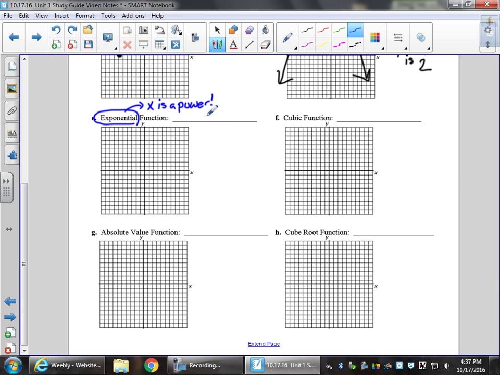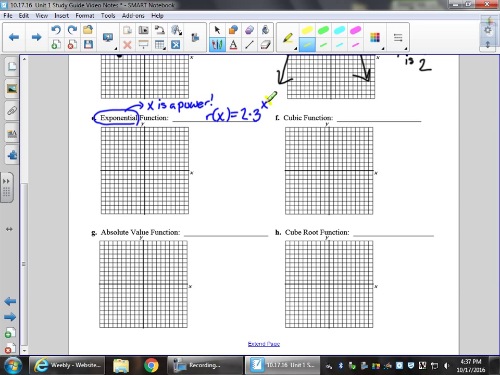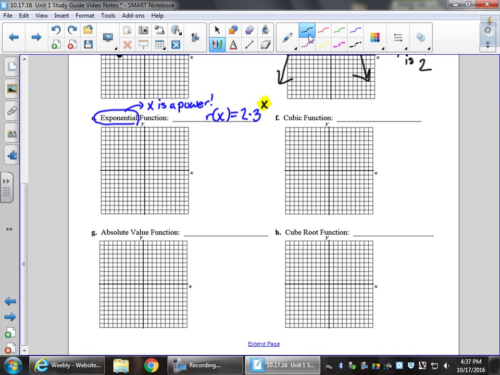For example, r of x equals 2 times 3 to the x. As soon as you see x as a power, we know it's exponential. Exponential functions are very pretty. They look like a curve. That curve could also start here and curve down that way as well, but it's just one nice curve.